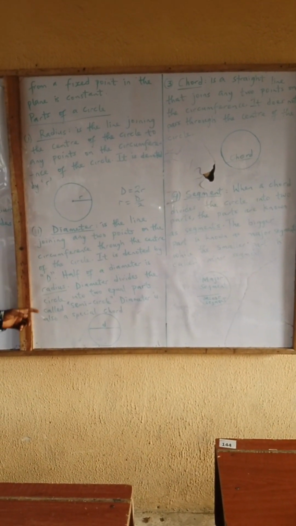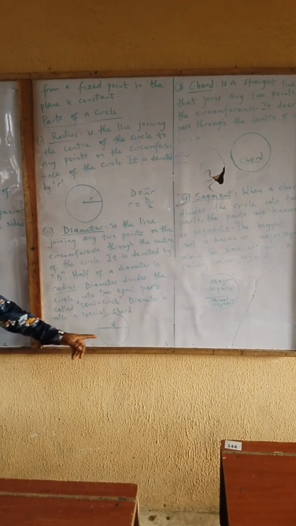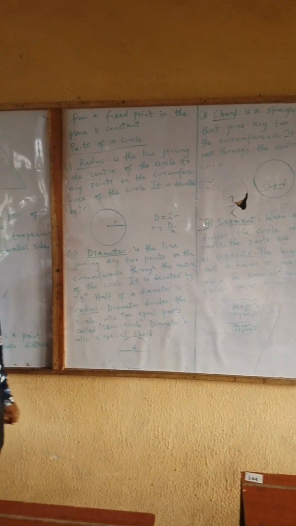And diameter divides the circle into 2 equal parts, which are called semicircles. For instance, this side is known as a semicircle, whereas this side is also known as a semicircle.